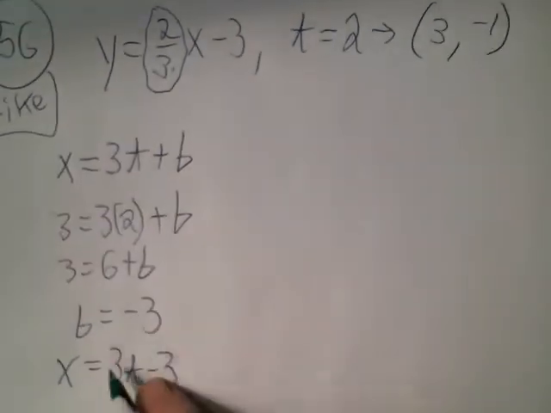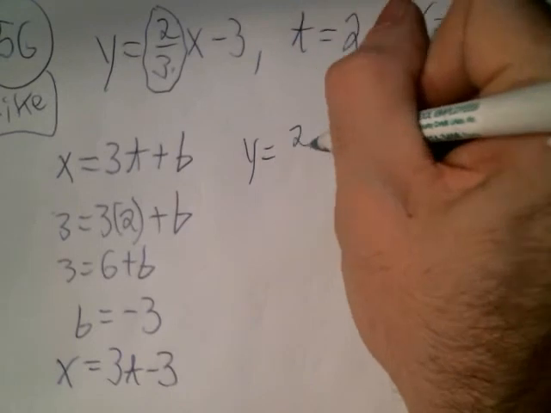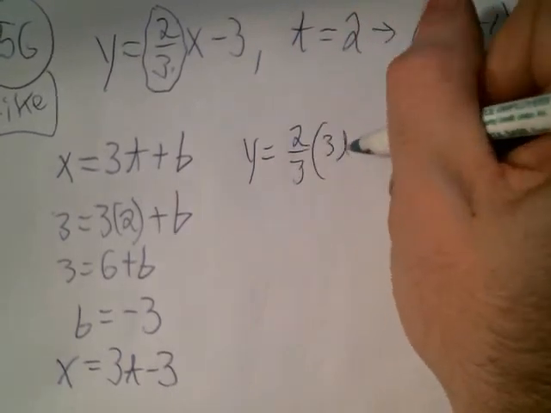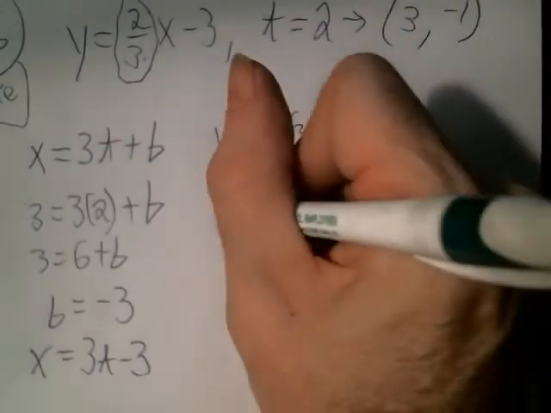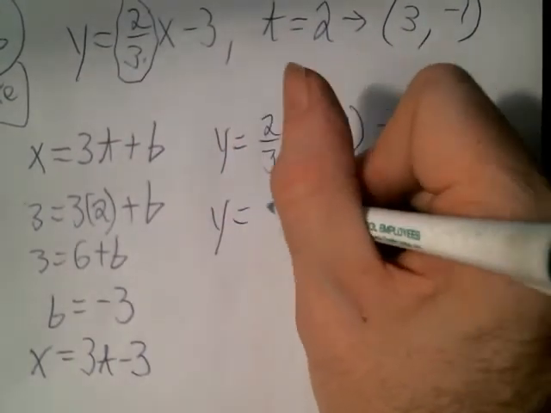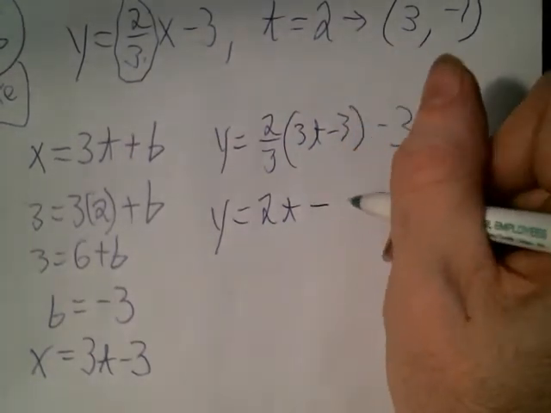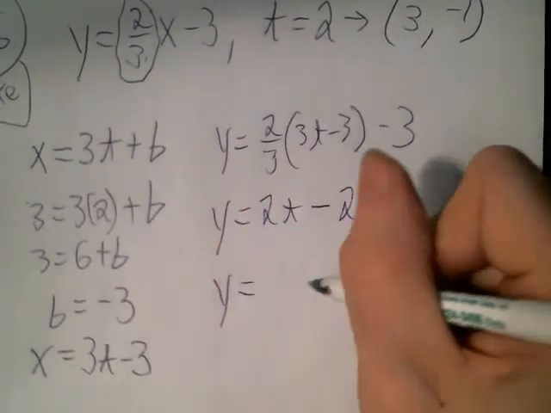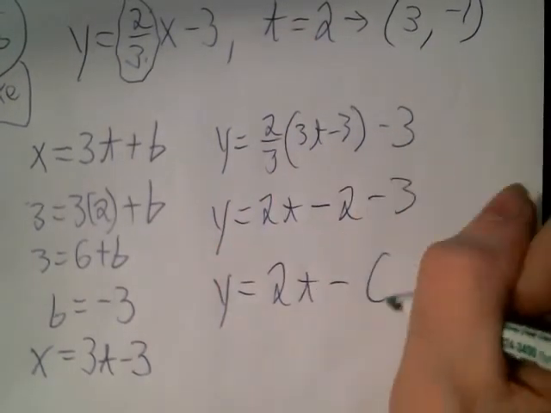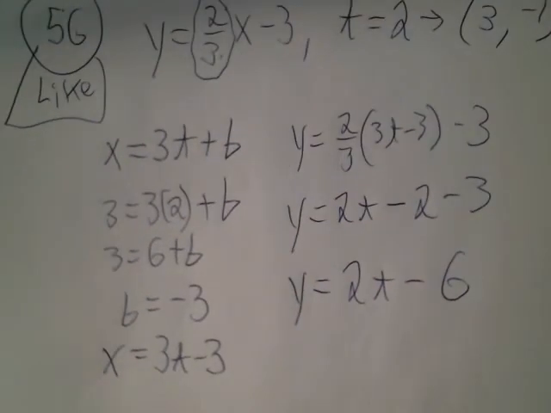Okay? Then plugging this formula into here, I get y equals 2/3 times (3t minus 3) minus 3. Distribute the 2/3, so y equals 2t minus 2 minus 3. And then y is 2t minus 6. Okay. So I can handle it that way.